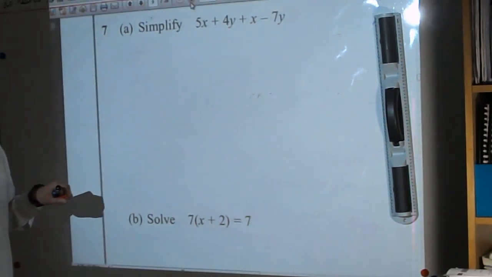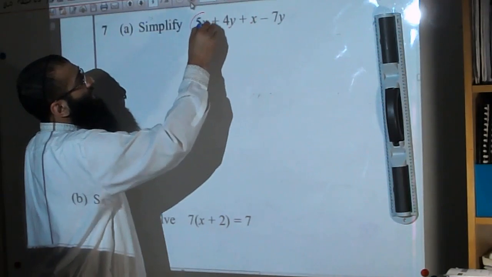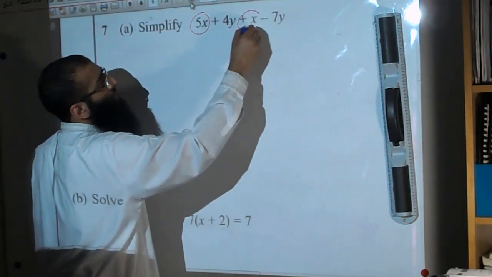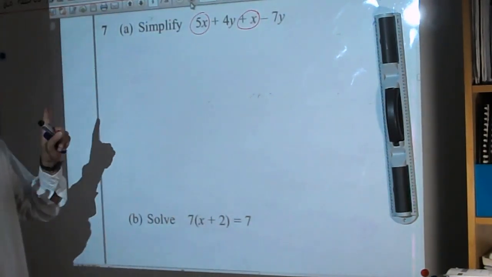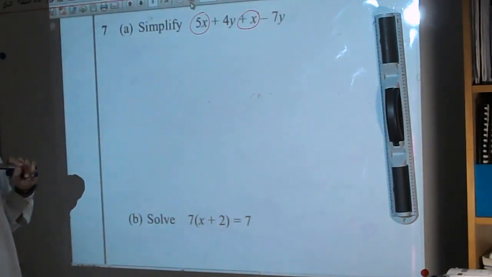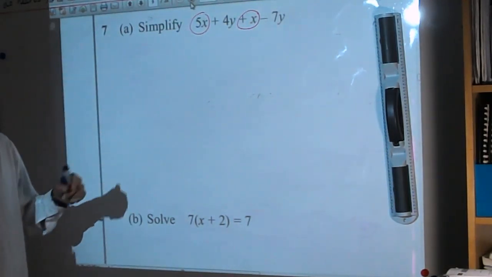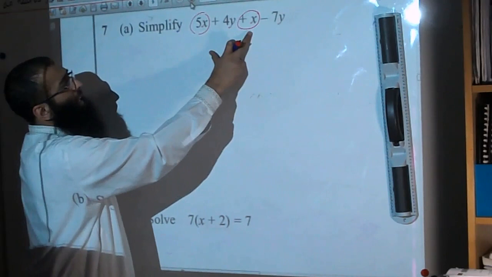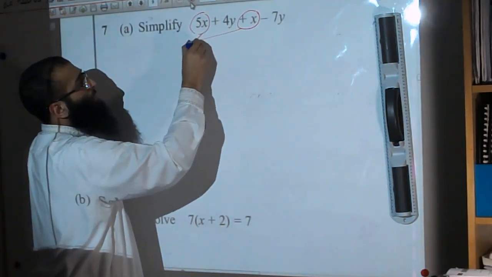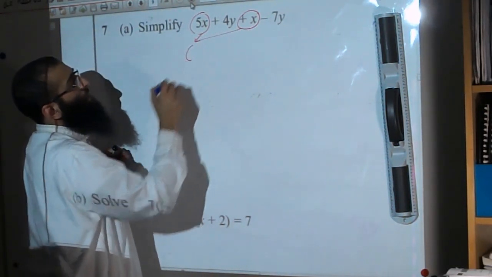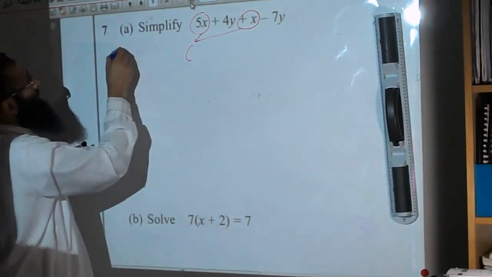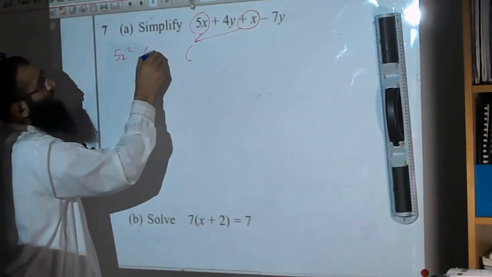We have 5x here, and we have another plus x. We have to add like terms: x's with x's, y's with y's. As we said before, apples with apples and bananas with bananas. 5x add x will give us a total of? Two answers were suggested, 5x squared and 6x.